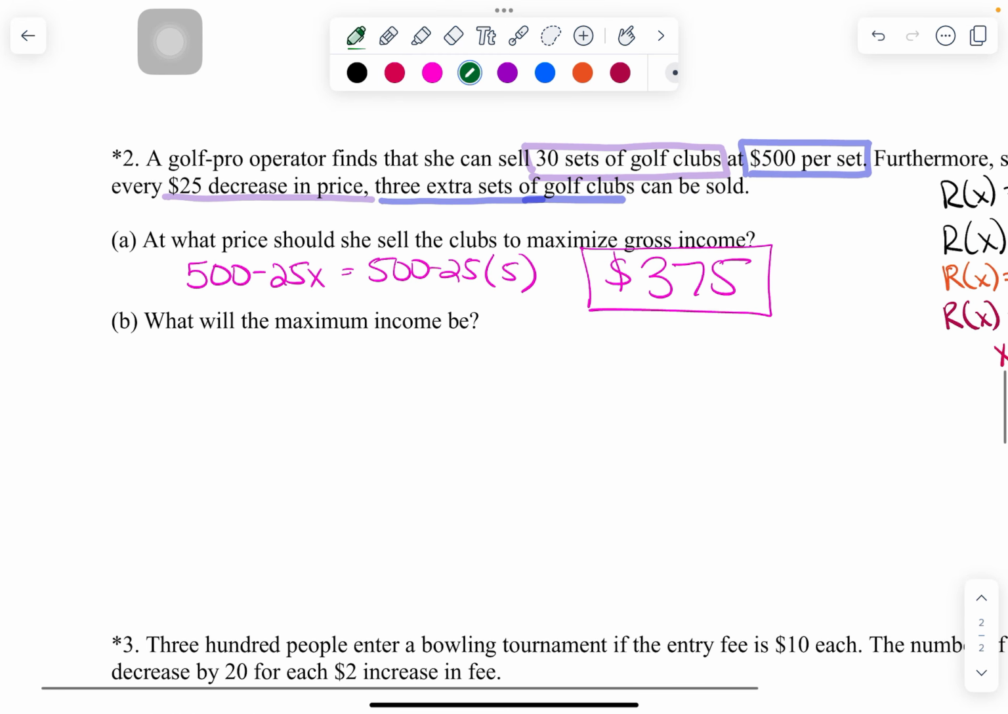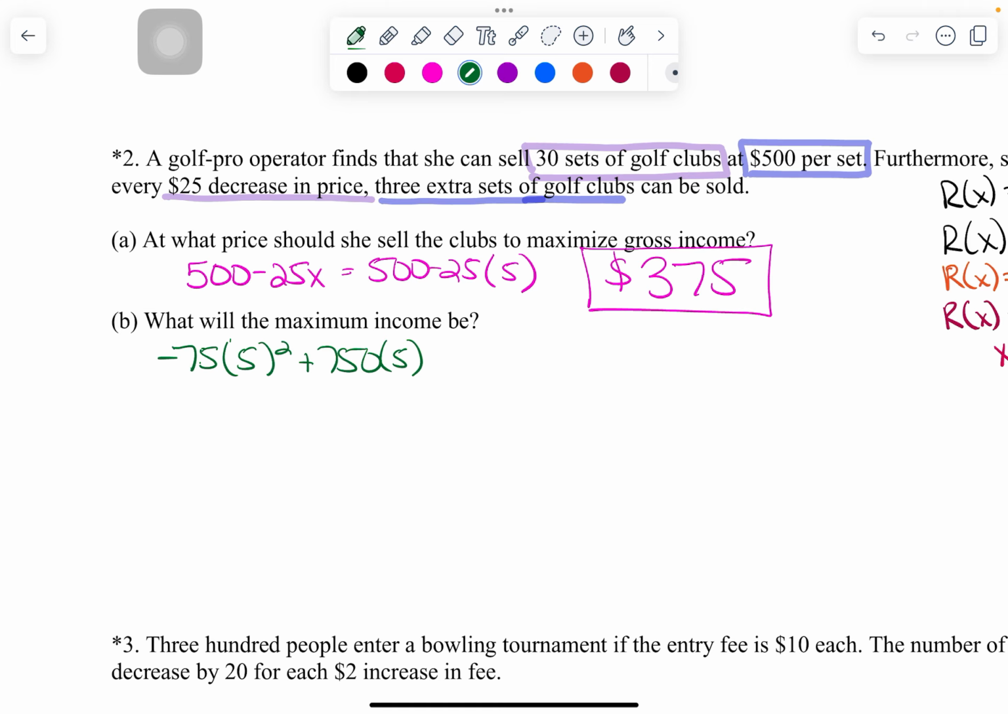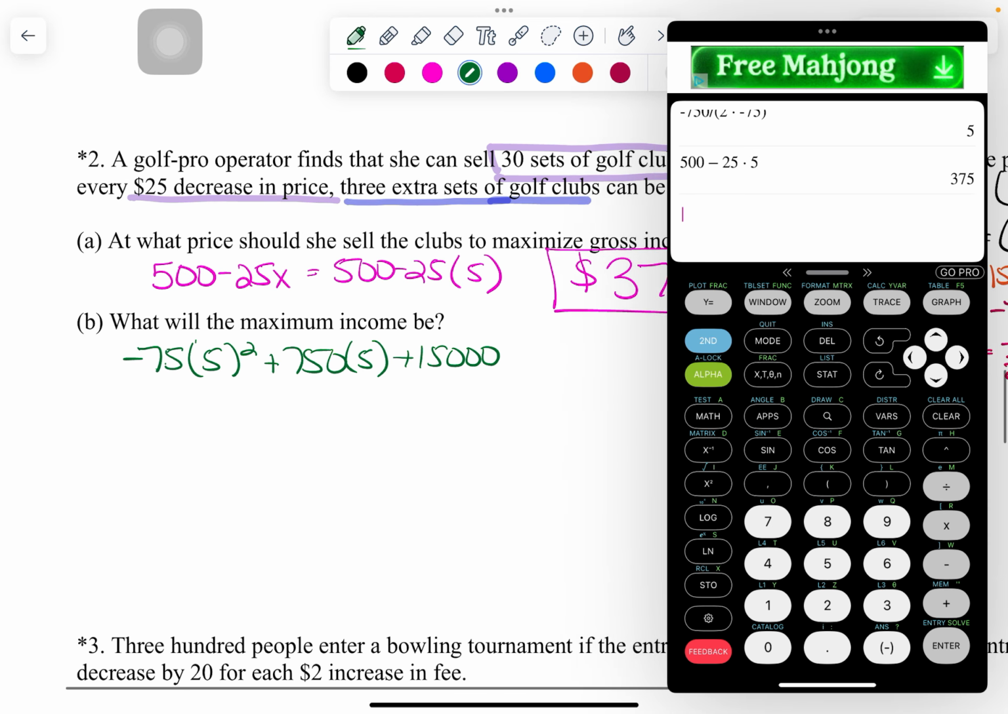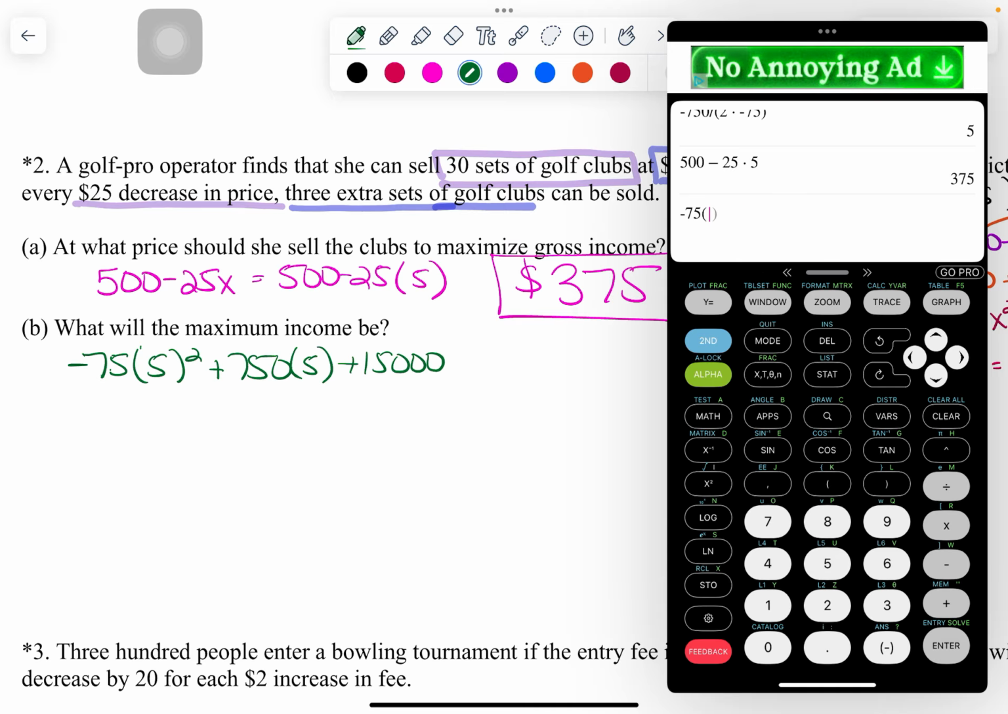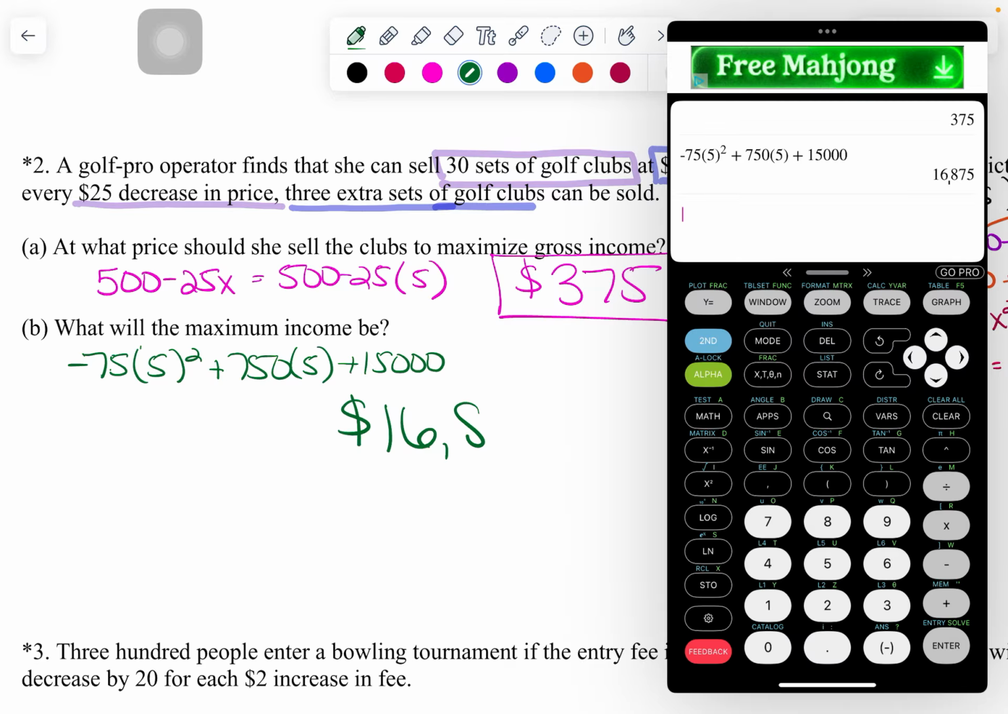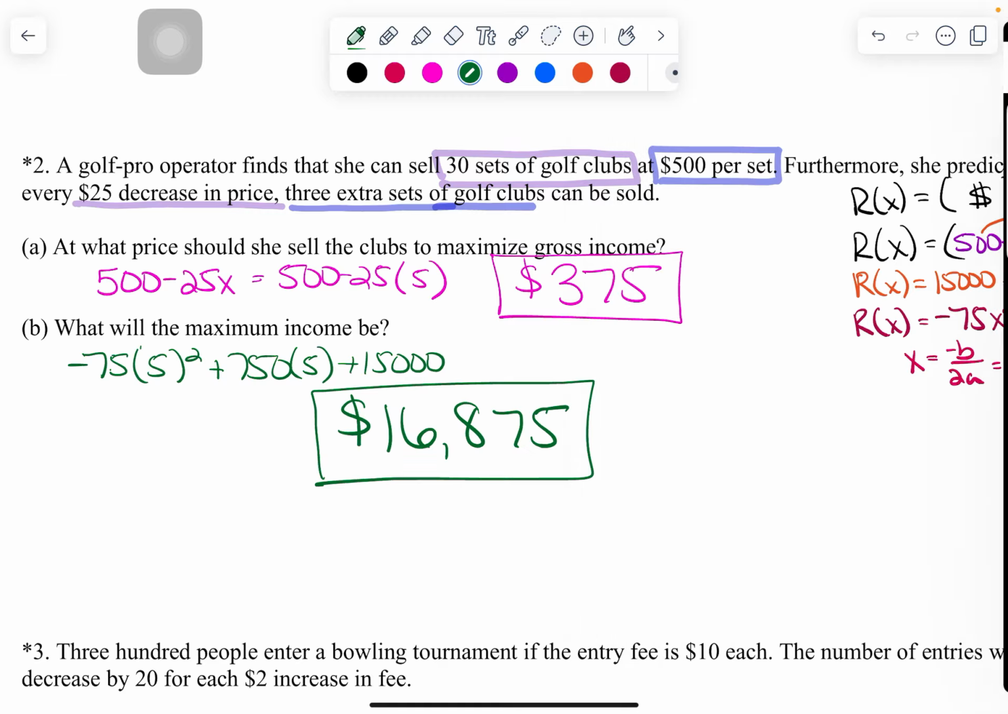So let's see, what is the maximum income? And I'm going to set it up as negative 75x squared. So that's 5 squared. Let's see, plus 750x is 5 again, and then plus 15,000. All right, so let's go ahead and throw this whole thing in the calculator. Conveniently, I can type it all in at once. I don't have to do it in parts, as long as I make sure I type all the numbers in correctly. There we go. All right, so what is the actual maximum income here? That would be $16,875. All right, let's go ahead and get rid of the calculator there.